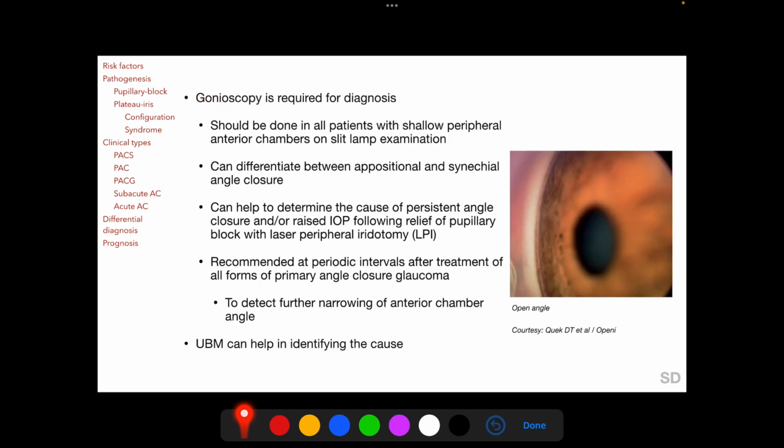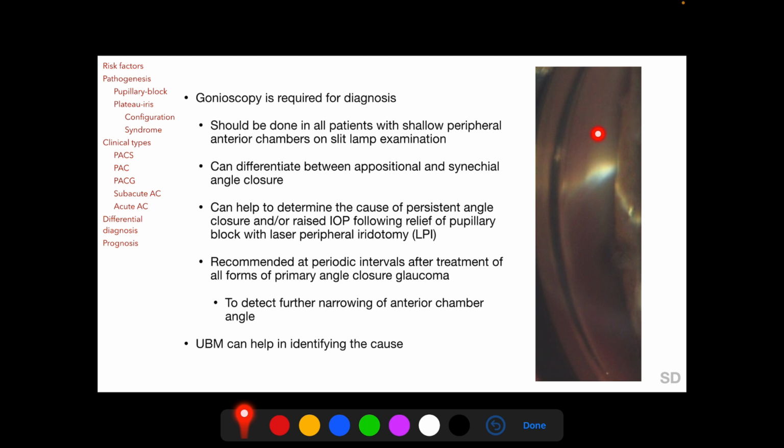Gonioscopy is required for diagnosis and assessment of primary angle closure disease. We have discussed gonioscopy technique, findings on gonioscopy, and grading of the anterior chamber angle in detail in a previous session. In this photograph, we see an open anterior chamber angle which is visible on gonioscopy, and in this photograph, gonioscopy shows angle closure in which the corneal wedge does not meet the slit on the iris. Gonioscopy should be done in all patients in whom the peripheral anterior chamber appears shallow by the van Herick technique on slit lamp examination, and this is very important to remember.